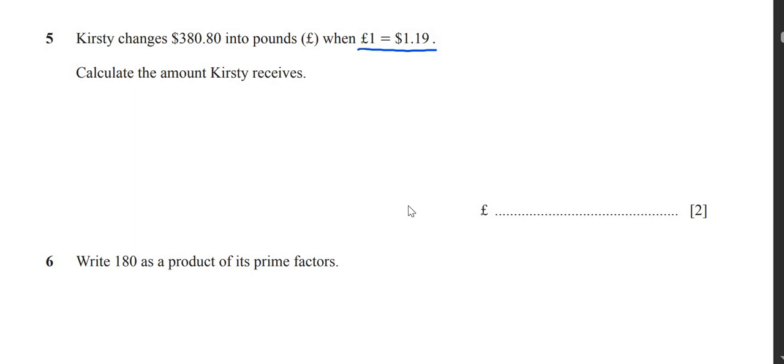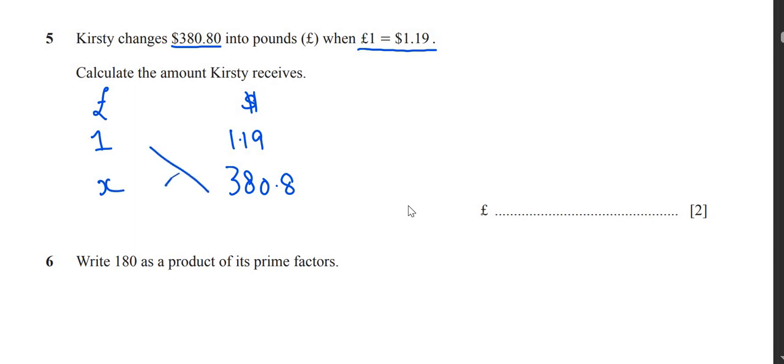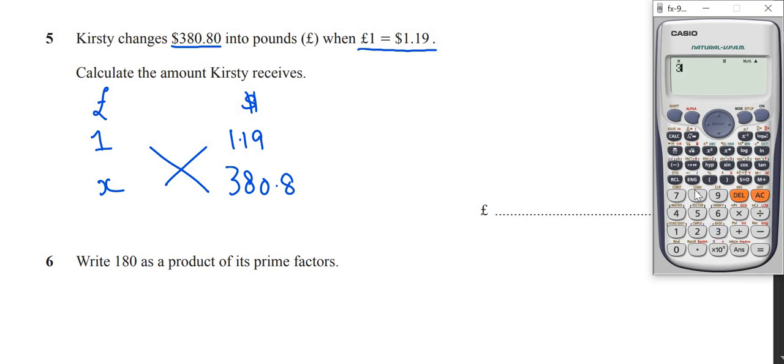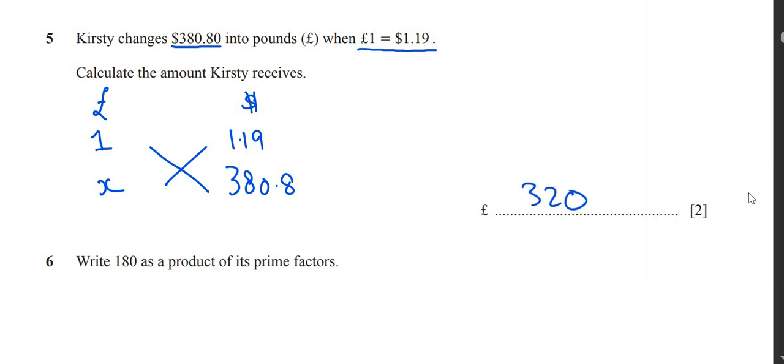Moving on to the next question, it says Christy changes $380.80 into pounds when 1 pound is $1.19. The best way to do is to do cross multiplication. Right over here pounds, right over here dollars. She changed $380, so right over here 380.8, and pounds we don't know, x. Cross multiply. So you will actually do 380.8 multiply by 1 and divide the whole thing with 1.19. So you will get your answer as 320 pounds.